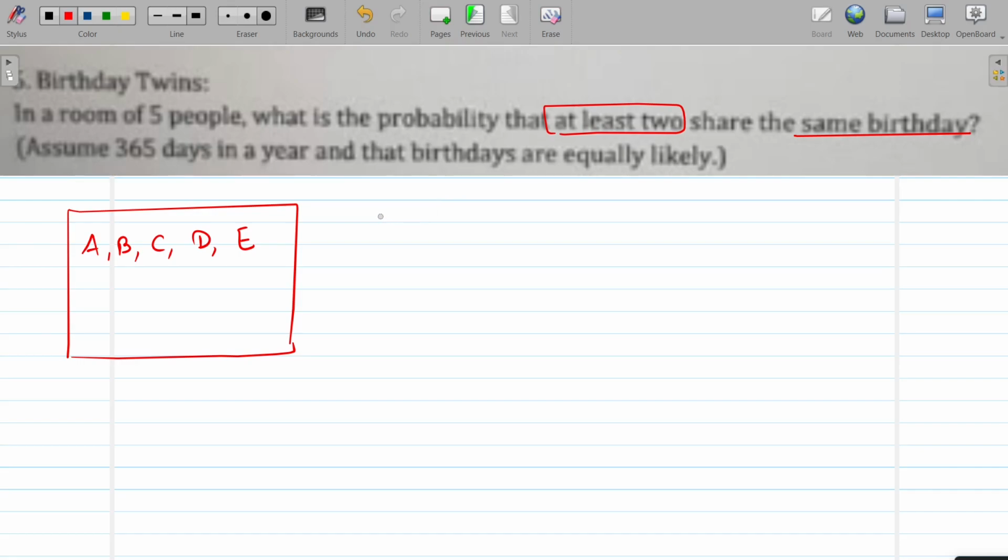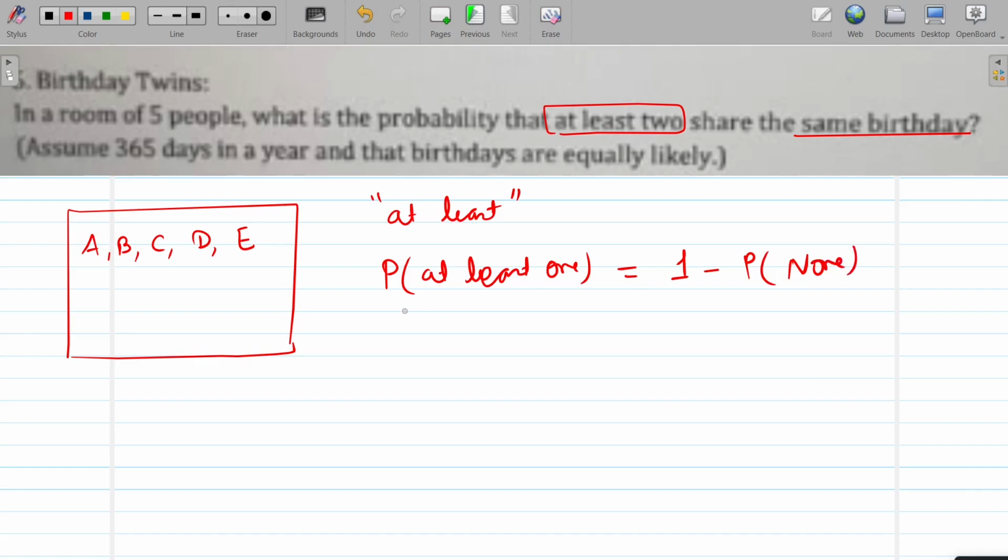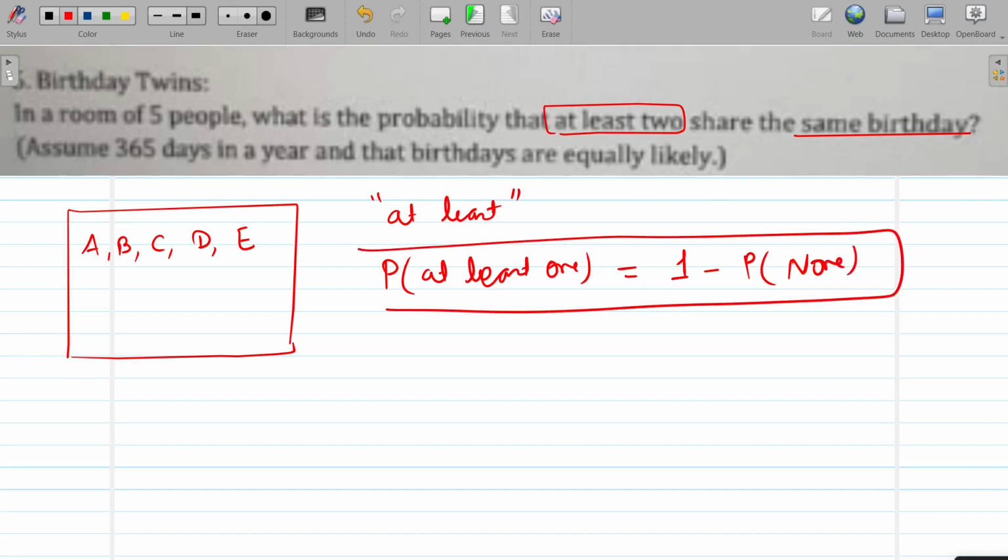Right. So first of all, do you know the concept of "at least"? If we have to calculate the probability of at least one, we should do 1 minus the probability of none. This is not linked with this question; I am telling you the general concept first. Do you know this concept or not?